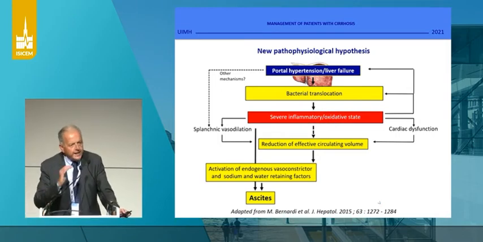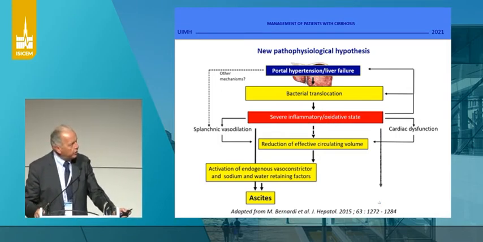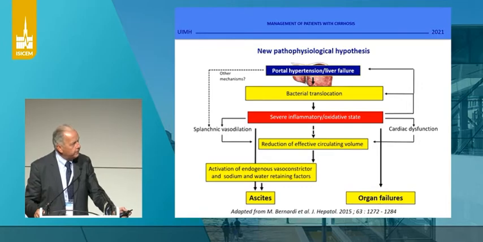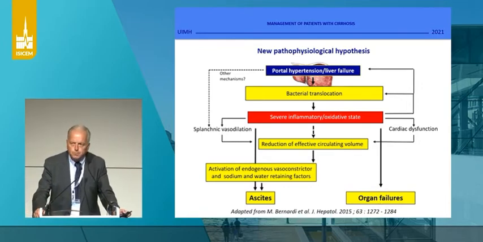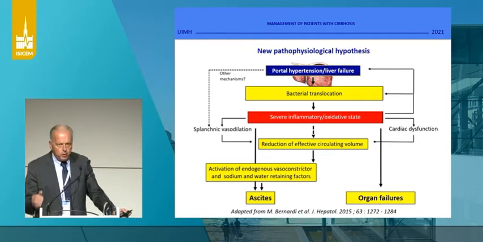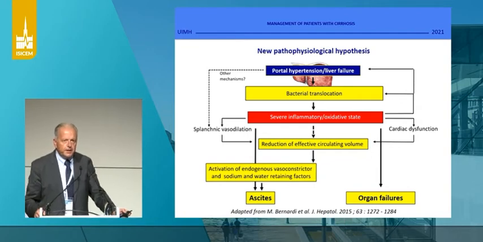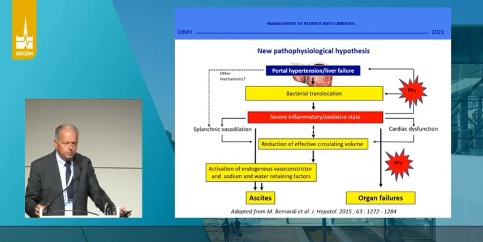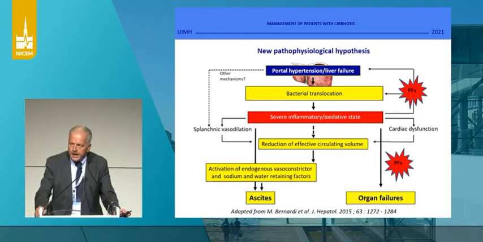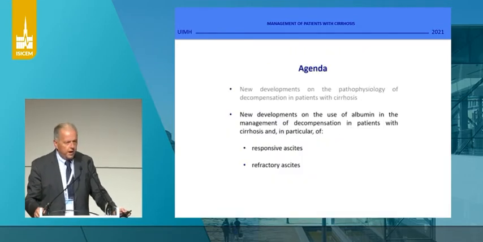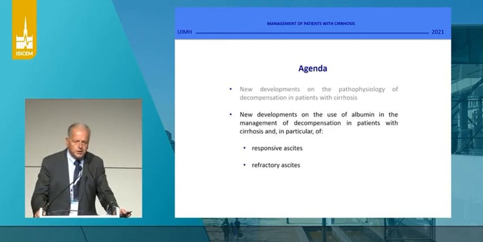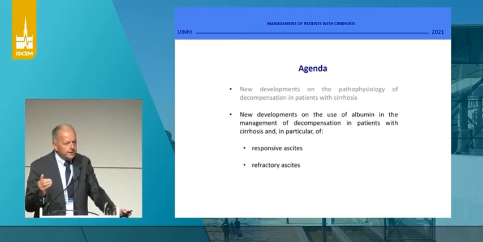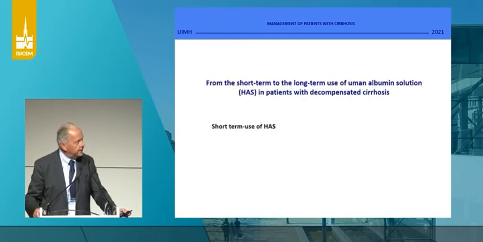So at any time along the course of the liver disease, organ failure may develop spontaneously or with the intervention of a precipitating factor at the hepatic level or at the extrahepatic level. But let me move now on the clinical ground, and I will start from responsive ascites, which is the standard medical treatment of responsive ascites.